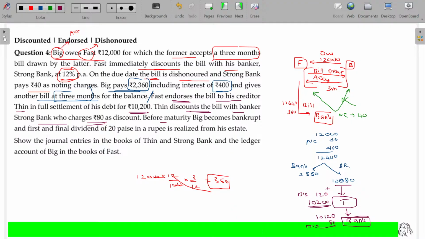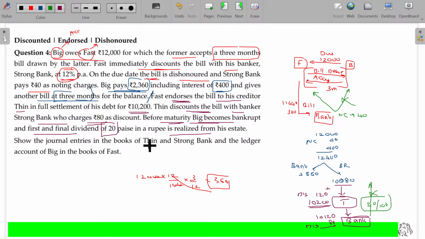Before maturity, Big becomes bankrupt, and a first and final dividend of 20 paise in a rupee is realized from his estate. Later on, the banker approaches B where he fails to pay, because he becomes insolvent, and the final amount recoverable from B being only 20 paise in the rupee.